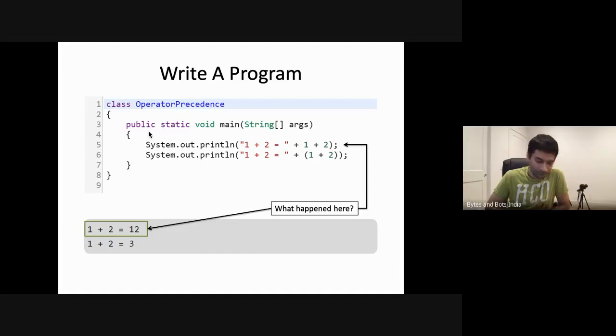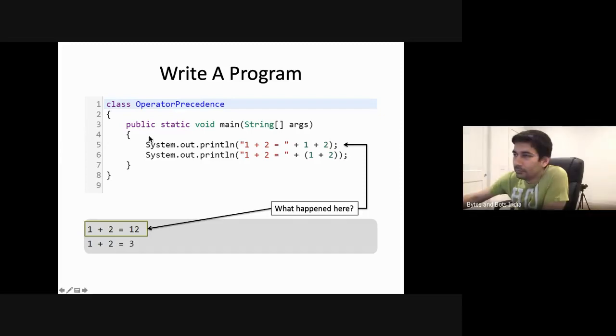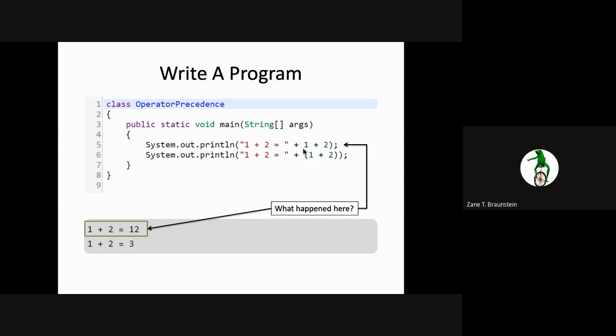Okay, go ahead. So the reason it works in the second one is because we have parentheses, so it's doing that first. And in the first one, it's going to do 1 plus 2, that whole string. Then it's going to add 1 to the string before adding 1 to 2. So why did Java do that? Because of order of operations, it reads it from left to right.